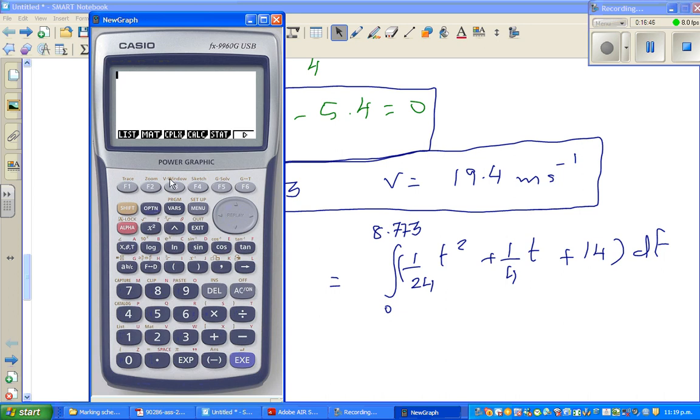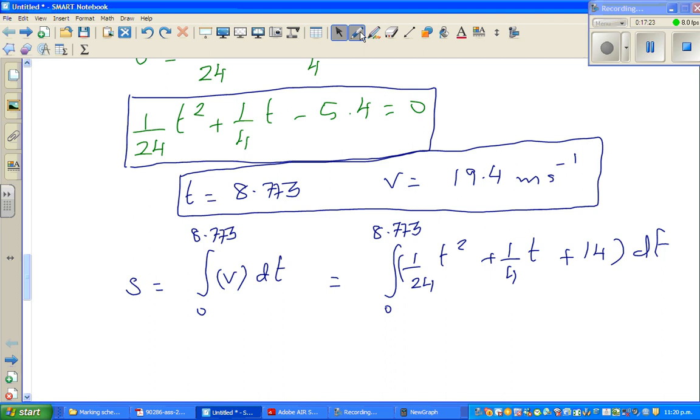You go to option, you go to calculus, that is F4, and this is definite integration. You type in x squared divided by 24 plus x divided by 4 plus 14. And then you have to put a comma here. It is 0 to 8.773. So this will give me the answer, which is 141.8 meters was covered within these 9 seconds.